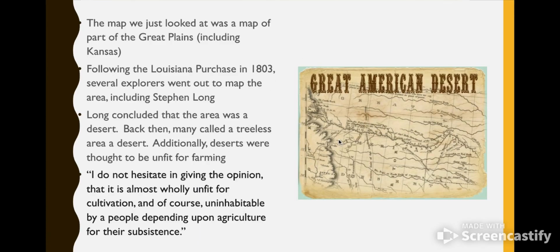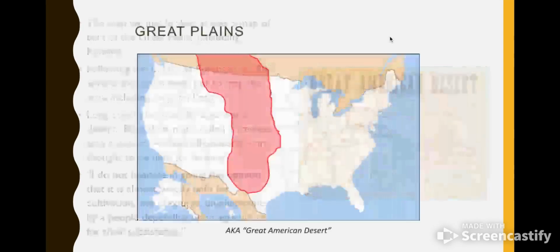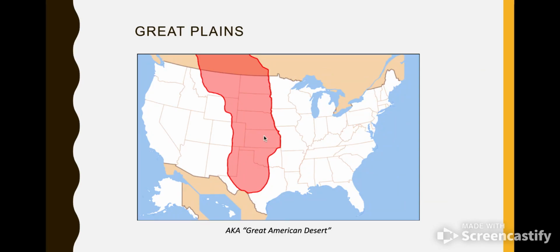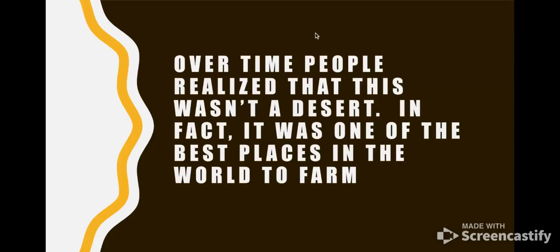So he does the map and writes this. People think that this is basically a barren wasteland. This is the Great Plains. The Great Plains is a lot more than the map you just saw, which was this region in here. The Great Plains goes from the Mexican border all the way well into Canada.